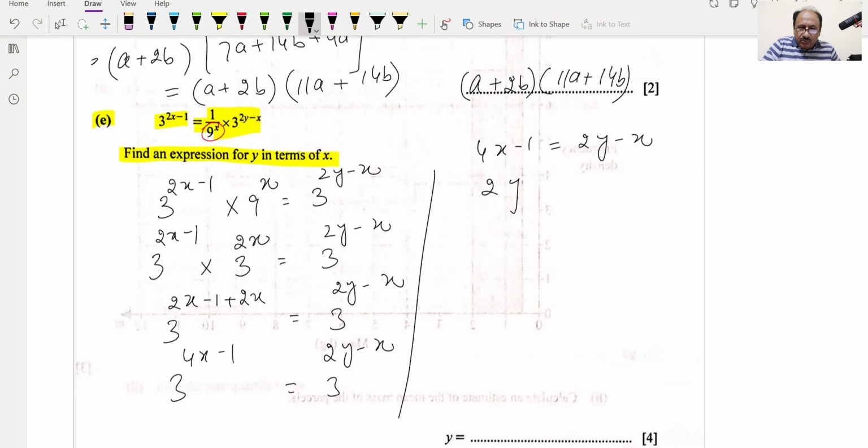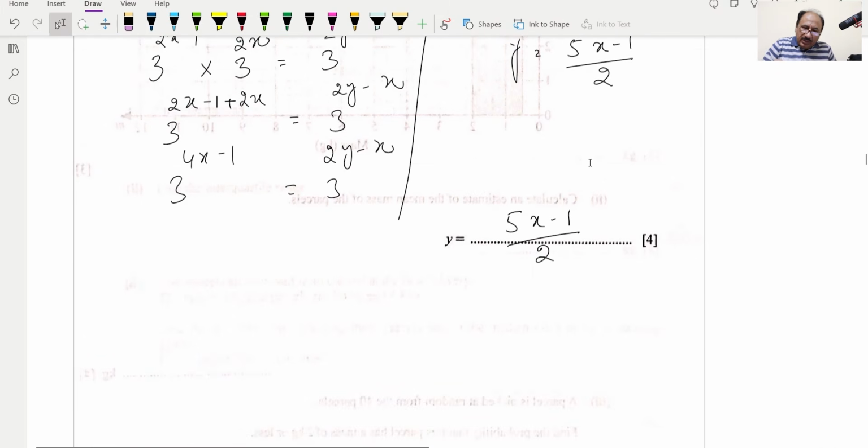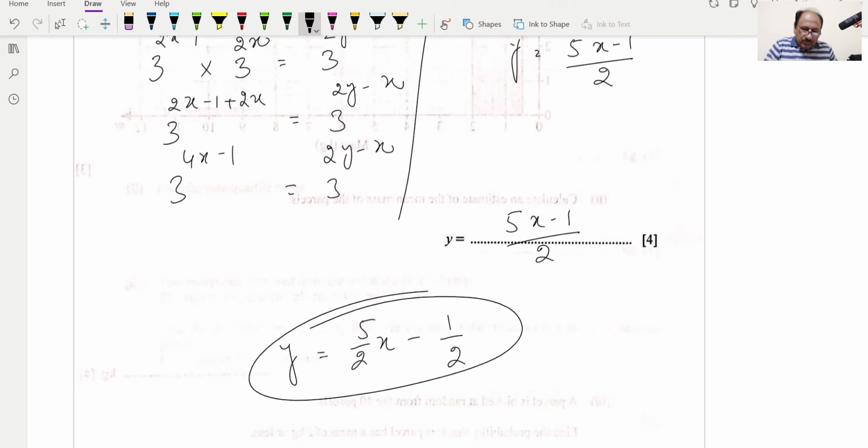So this implies 2y is equal to 4x plus x minus 1. So this will be equal to 5x minus 1. So this implies y is equal to (5x minus 1) over 2. So we can write the answer as (5x minus 1) over 2. This is a 4-mark question, so you can write this same answer in this format as well. So this answer is also correct.